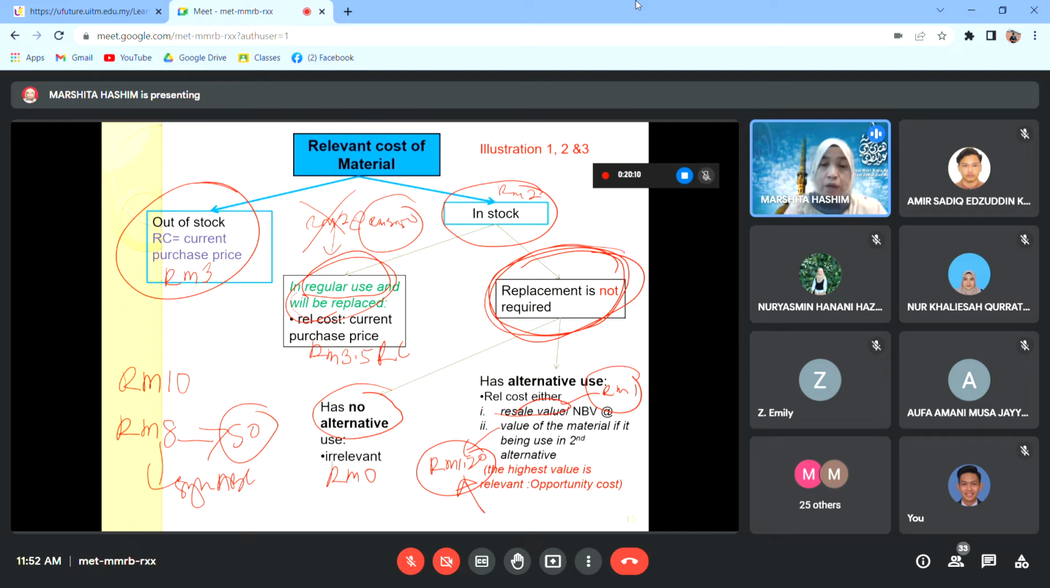Now I give you 2 minutes. Try illustration 1, 2, and 3. Two minutes. Try the simple illustrations: illustration 1, illustration 2, and illustration 3.